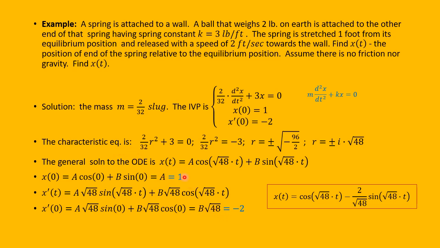So plugging in the values of a and b into this formula up here, we get the solution to the initial value problem. x of t is cosine of square root of 48 times t minus 2 over square root of 48 times sine of square root of 48 times t.